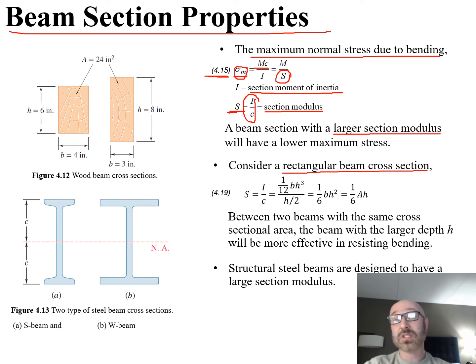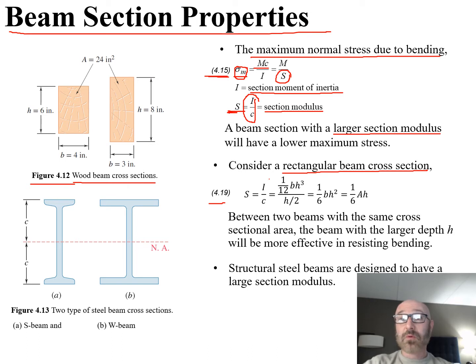So let's go ahead and now consider a specific case where we're dealing with a rectangular beam cross section. We can take a look over here at figure 4.12. We can see an example here for a rectangular beam cross section. In this case, it's wood. So now this leads us into equation 4.19 in our textbook, where again we have this S value for our section modulus. Now this is equal to I over c.